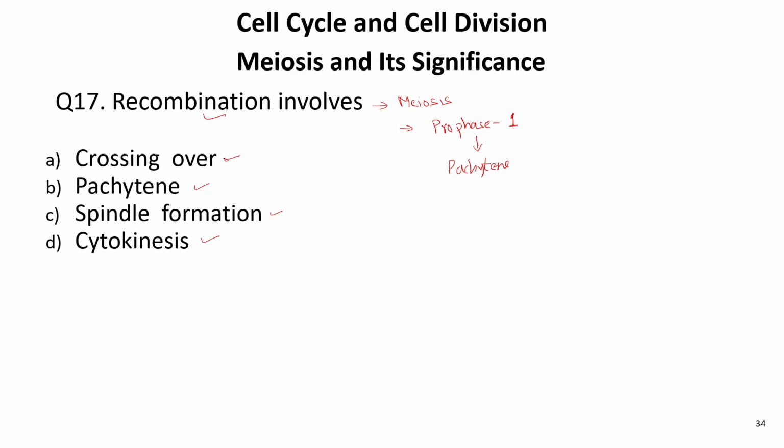So what happens? After recombination, there is crossing over, which means there is exchange of the genetic material, which is the source of variation. Alright, so if this is a chromosome, suppose, here crossing over is taking place at this point, and there is exchange of the genetic material. So this is recombination and crossing over, which takes place between two non-sister chromatids. So what is the answer? The answer is recombination involves crossing over.